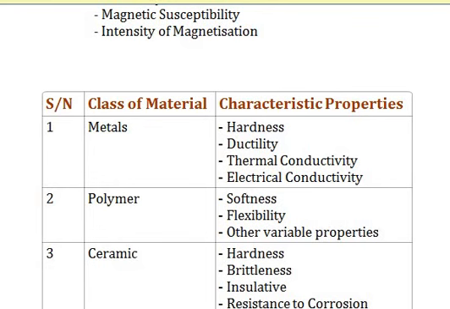So with this, we've come to the end of this video. You can watch the subsequent video so that you can see how we can actually identify these different classes of materials right from a stress strain graph without being told, even though you might not be able to identify the actual material, but you'll be able to determine whether it's a metal or a ceramic or a polymer.